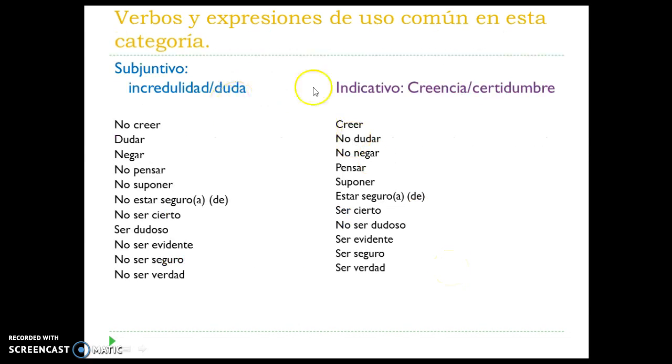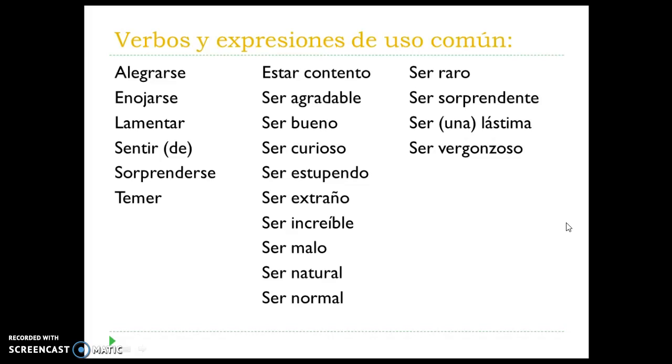This gives you a list to show the differences between the two. When do you use subjunctive? That implies doubt, and here's the list of verbs. Whereas when do you use indicative? That implies there's no doubt. Other expressions that you typically see with subjunctive are the following.